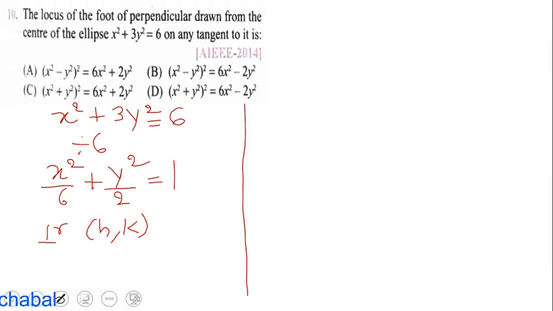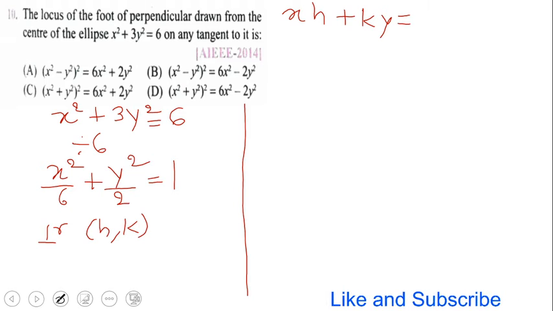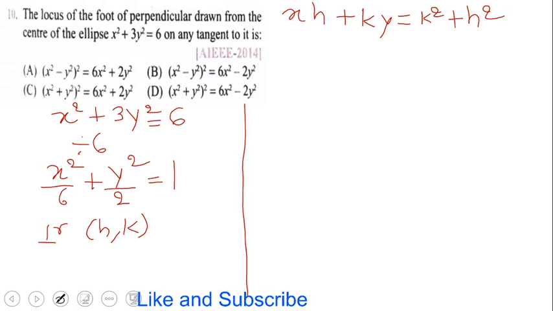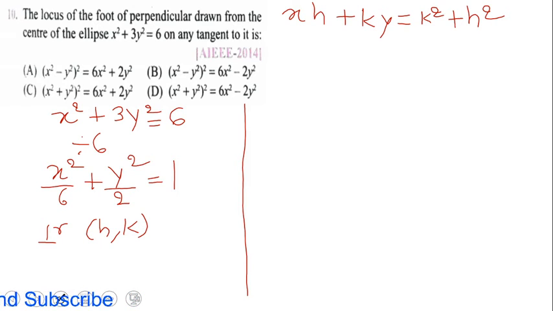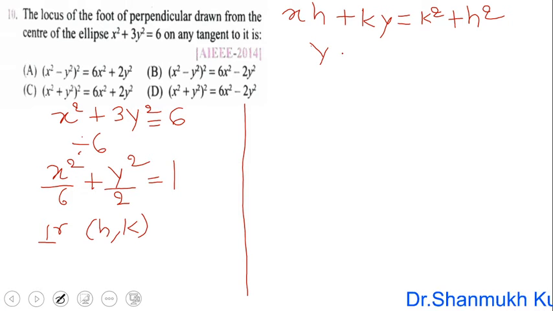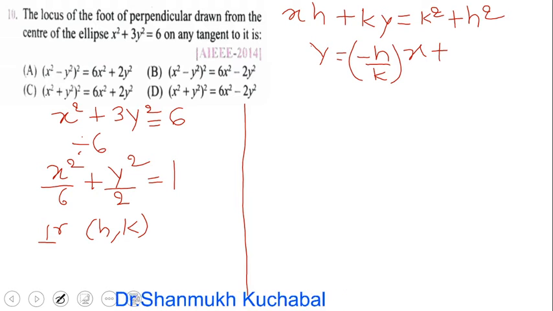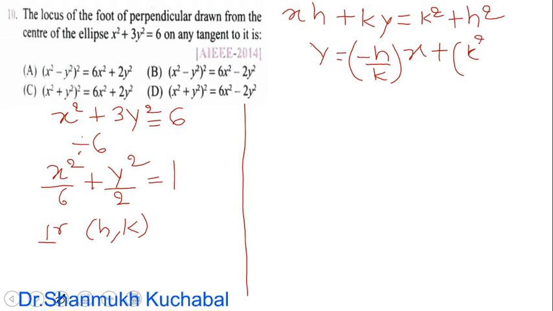Then the associated equation is xh plus ky equal to k square plus h square. Further, we write the equation of a tangent, or else we'll write a solution for y first. We get y as minus h divided by k into x plus k square plus h square divided by k.